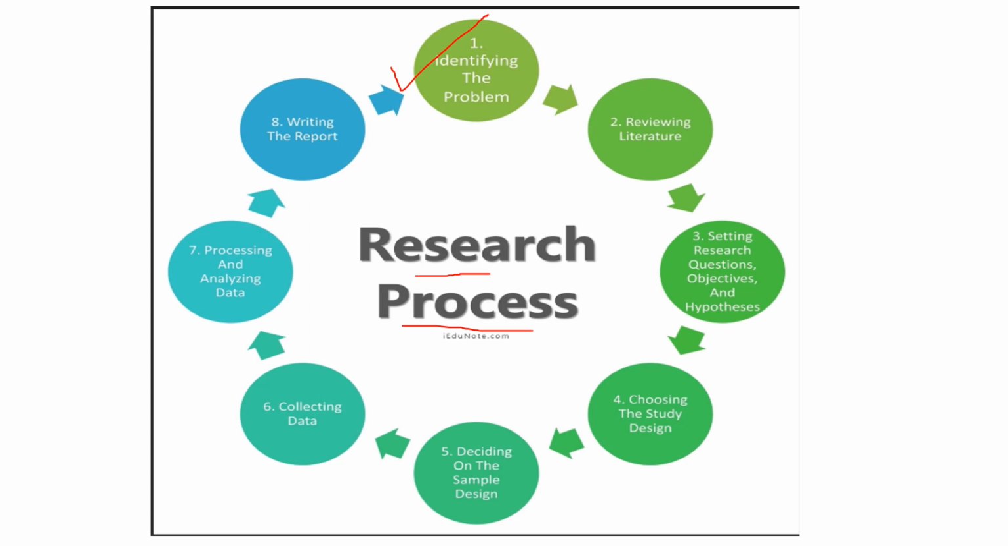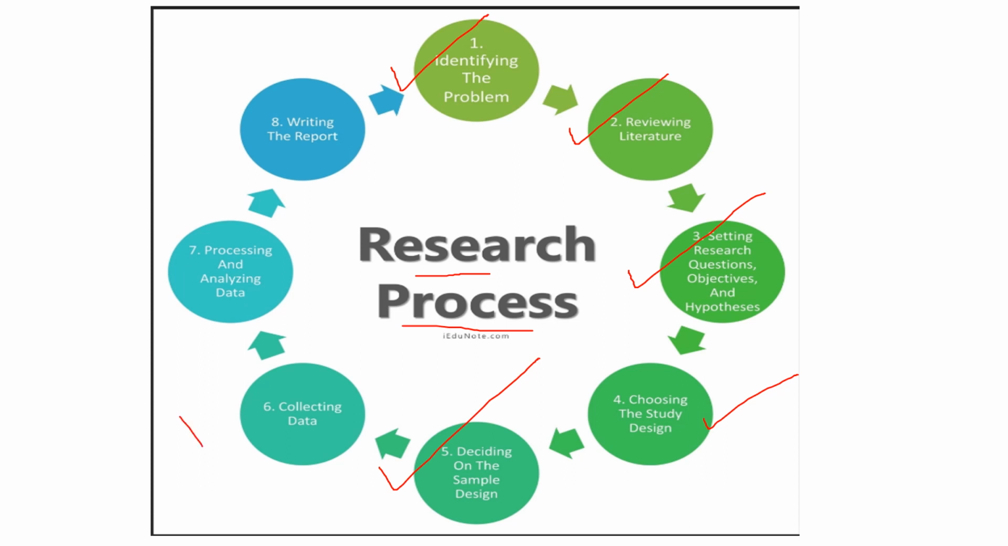The one who is doing the research will first find out what the exact problem is. After he finds the problem, the second step is reviewing the literature. The third one is setting the research question, objective and hypothesis. Now he knows the problem, so what are the different objectives or questions that the researcher has to set? The fourth one is choosing the study design. Here the researcher will choose the design of the research. The fifth one is deciding on the sample design.